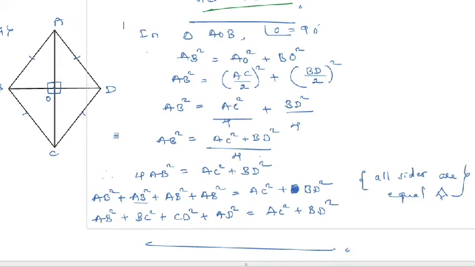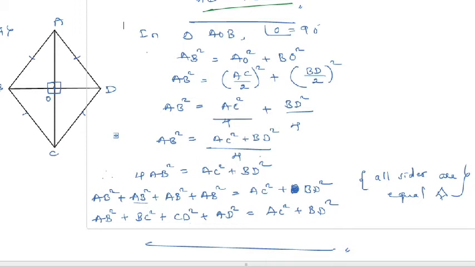In triangle AOB, the square of the hypotenuse, AB square, is equal to AO square plus BO square. AO is half of the diagonal AC, so AO can be written as (AC by 2) square, plus BO is half of BD, so (BD by 2) square. So, AB square is equal to AC square by 4 plus BD square by 4.